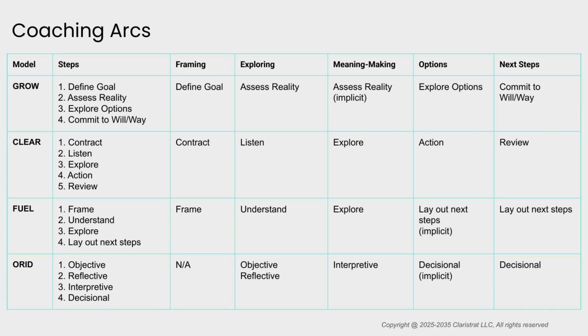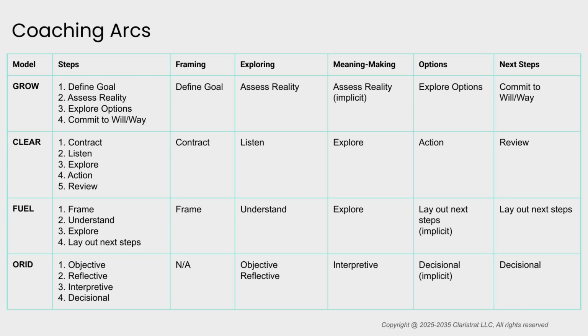Now let's zoom into the structure of a single session. This table compares several well-known models: GROW, CLEAR, FUEL, and ORID. While the language differs, they all follow a similar arc. First, there's framing, defining the focus or contracting around what matters today. Then comes exploring, listening, assessing reality, or understanding the current context. Next, there's meaning making, helping the client reflect, interpret, and reframe their situation. After that, clients identify options or potential actions. And finally, there are next steps, committing, reviewing, or deciding what to carry forward.